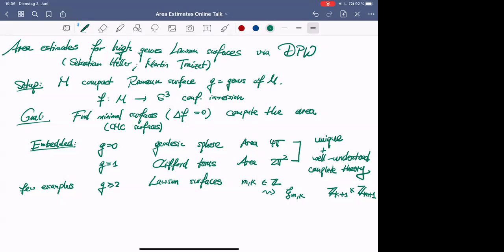And in particular, you can see from the numbers already that if the genus is bigger or equal than 3, then there is more than one minimal surface, and even more than one embedded minimal surface, because these Lawson surfaces are embedded.